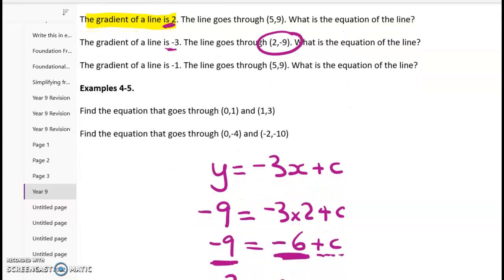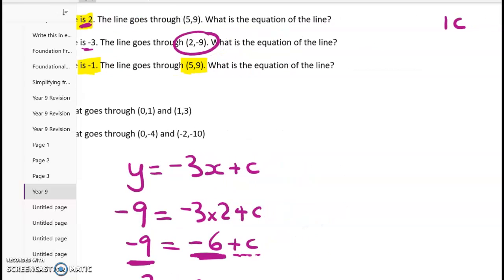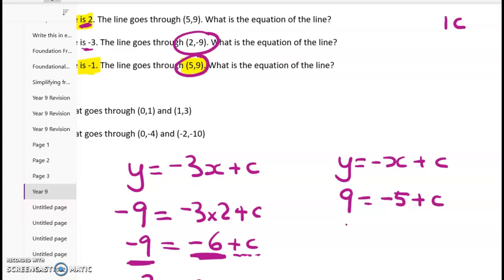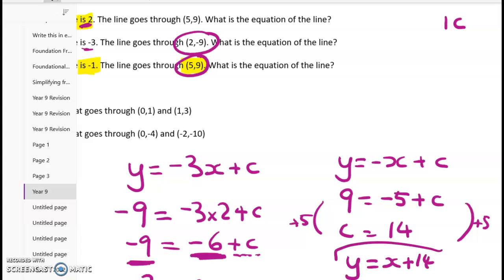So the next one is very similar, except the gradient is -1. It goes through 5, 9. So my working is going to look like this. y is equal to -x plus c. Now I sub in my point. 9 is equal to -5 plus c. c is going to equal 14, right? So I'm adding 5 to both sides of the equation. That gives me my final answer of y equals -x plus 14.